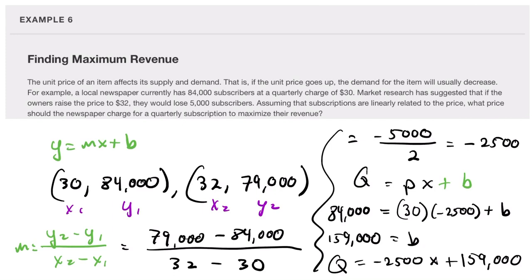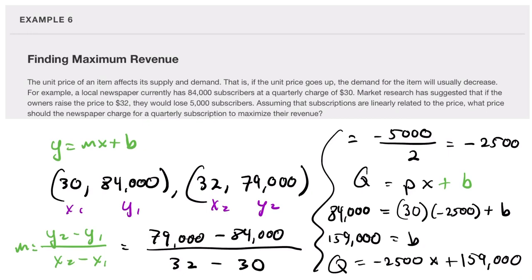So this Q was a function that describes the number of subscribers. To recap where we are, this is the information that was given. It said that when we charge $30, we'll have 84,000 subscribers. When we charge $32, we have 79,000 subscribers. So we found the equation of the line through these points, and this gave us the number of subscribers based on the price. That's what this is.